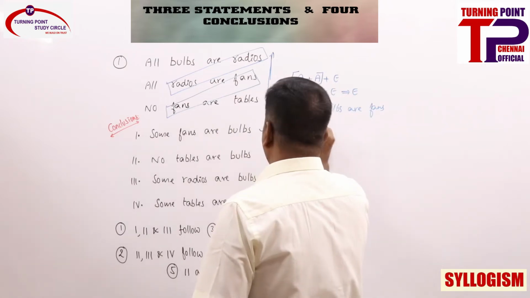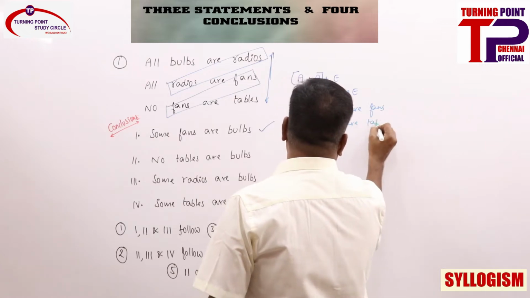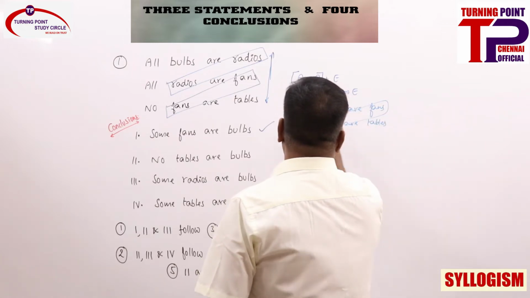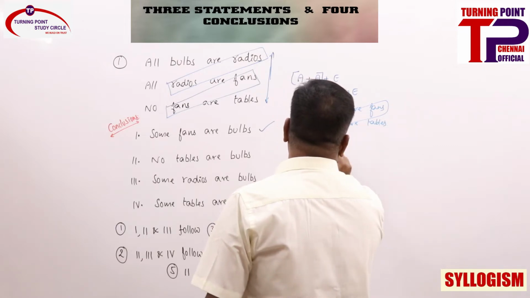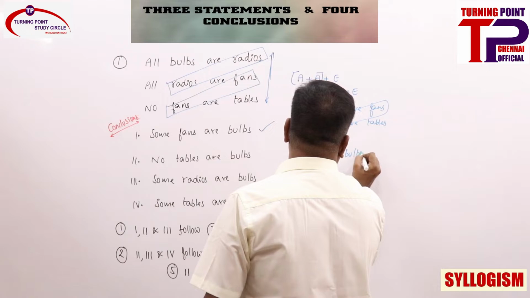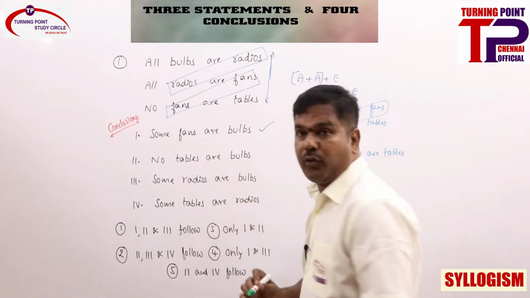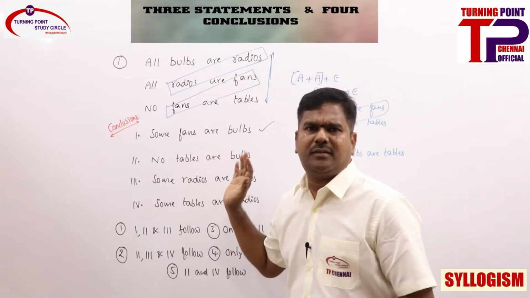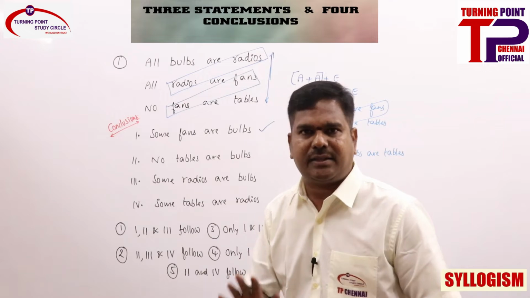So what is the next one? We have no fans are tables. So A plus E means E. E means what you will be getting? No bulbs are tables. Are you getting it? How are we getting that? This is a process. Initially it takes time, but later you can easily understand it.